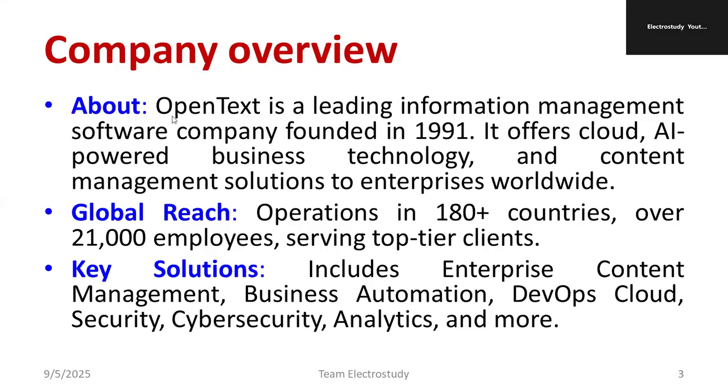Coming to the company overview, OpenText is a leading information management software company founded in the year 1991. A very long, well-established company. It offers cloud and AI-powered business technology and content management solutions to enterprises worldwide. That's one of the best platforms which you can join. It has global operations in around 180-plus countries. That's really great. Over 21,000 employees are working across the globe.